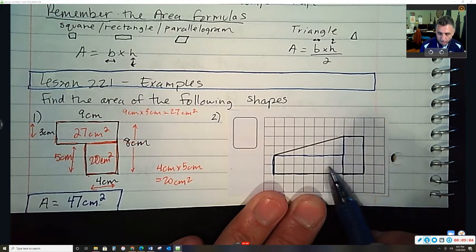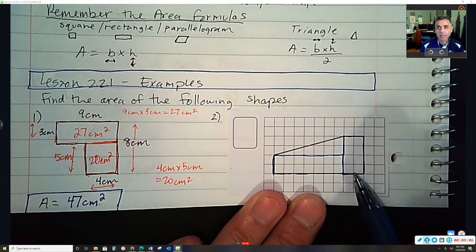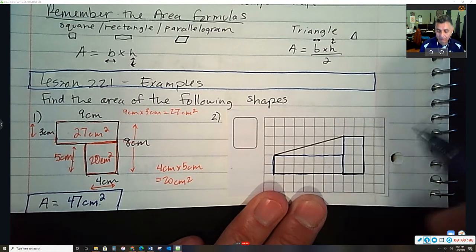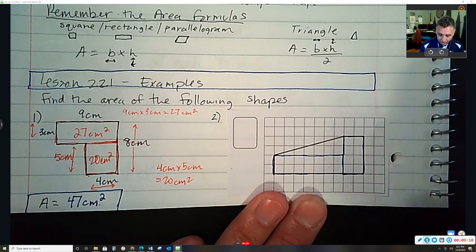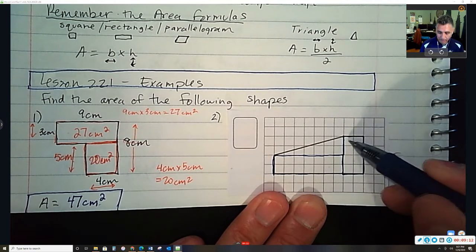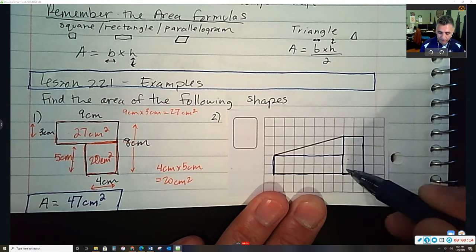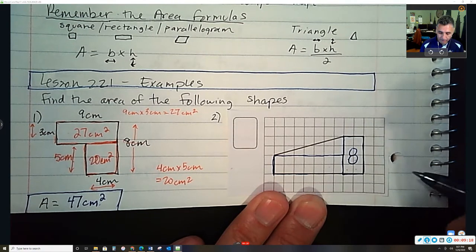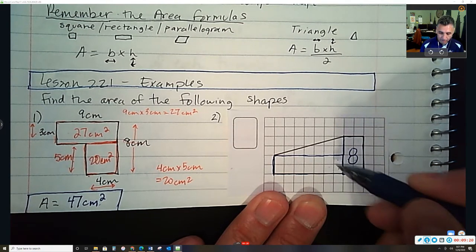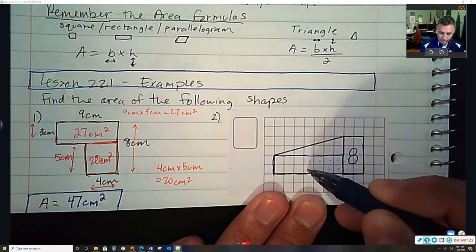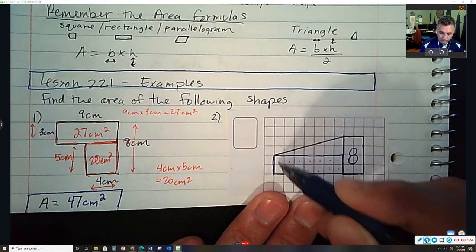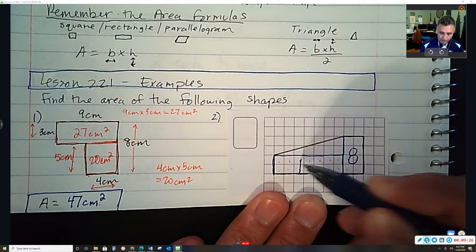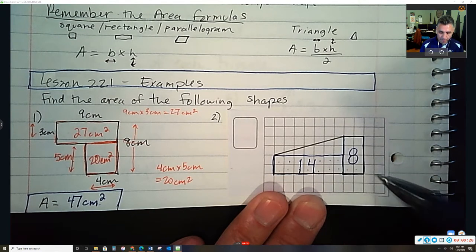Now finding the 2 rectangle areas is easy because all we have to do is count. So if I counted these, that's 1, 2, 3, 4, 5, 6, 7, 8. So the area for this one is 8. 1, 2, 3, 4, 5, 6, 7, 8, 9, 10, 11, 12, 13, 14. So the area for this rectangle is 14.